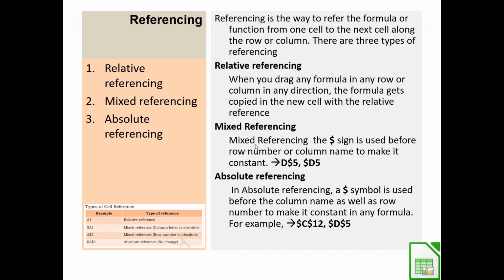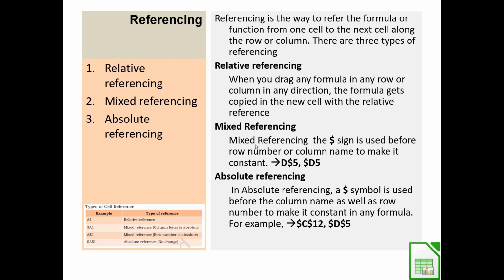And next we are moving to referencing cells. In this spreadsheet, the most important topic is referencing cells. Referencing is a way to refer a formula or function from one cell to the next cell along the row or column. There are three types of referencing: relative reference, mixed reference, and absolute reference. Relative reference: when you drag any formula in any row or column in any direction, the formula gets copied into the new cell with the relative reference. We can show an example in the next slide.